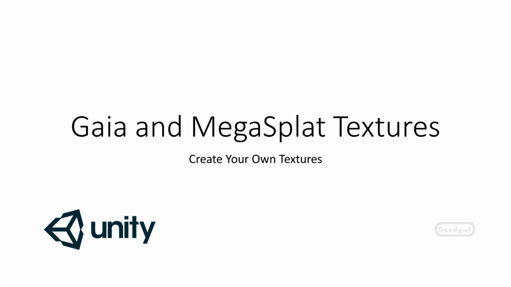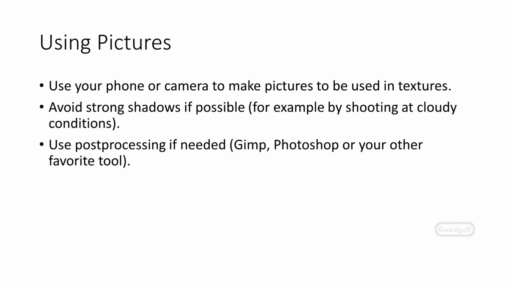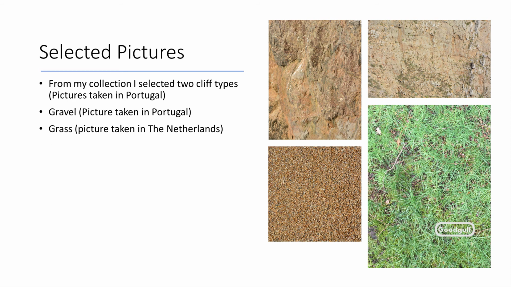Okay, before I move into the Gaia standard terrain part of the tutorial, let's first look into some of the theory. So we start with making pictures with any digital camera you prefer. A big tip I read about early on is to avoid shadows where possible. Some of the tools which you can use to create texture maps can filter out the shadows. However, I like to stick to a consistent workflow and opted for the method to avoid the shadows. For this tutorial I've selected these 4 images, one for grass, one for gravel and 2 for cliffs.